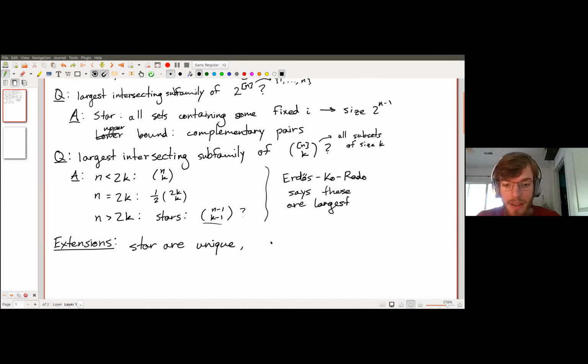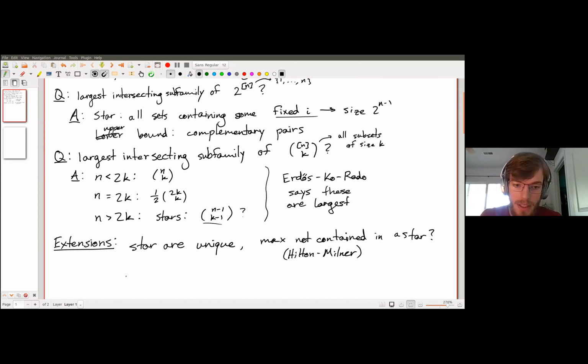Another question you could ask as an extension of Erdős–Ko–Rado is, what's the maximum size of an intersecting family not contained in a star? So we know what the largest intersecting subfamilies are. What if you ask them to be what's called non-trivial, so they don't all just contain the same fixed element like a star does? This is known as the Hilton–Milner theorem, if you want to look that up.